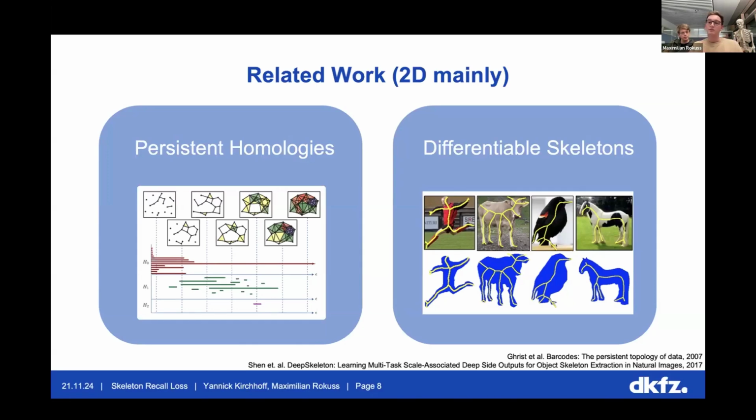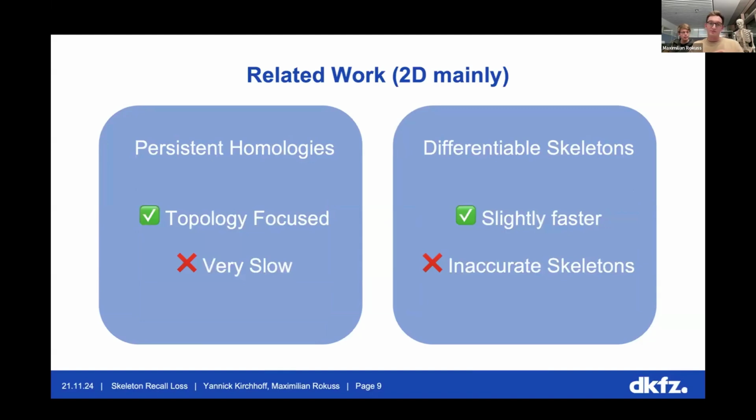And that's why many works try to make it differentiable. There's many versions out there, and basically the pros and cons of the methods are quickly shown here. As I said, persistent homologies are very accurate and topology focused, but then again, very slow. The faster alternatives are the differentiable skeletons, although they're still not really fast. I mean, they're like an order of magnitude faster than persistent homologies, but still slow, like double the training time at least, depending, of course, on the task, especially if it's 3D.